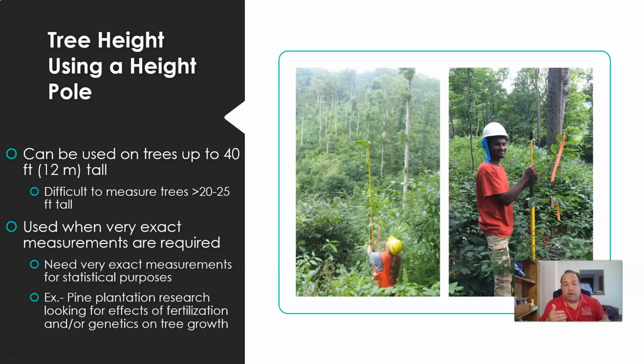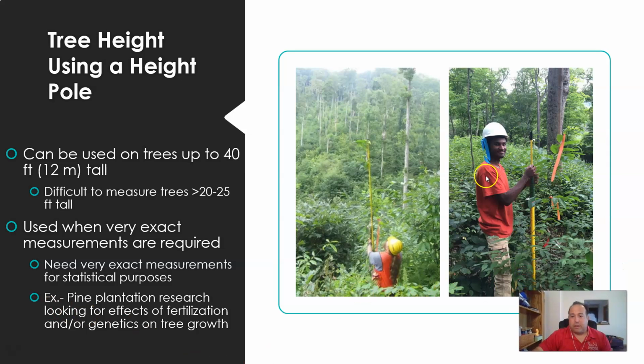So going over these in detail, in terms of using a height pole, if we see in these pictures on the right, we've got this yellow height pole, and then you can extend that height pole and be able to measure seedling heights. Usually, you can go up to 40 feet, but it's really difficult to measure anything over 20 to 25 feet.